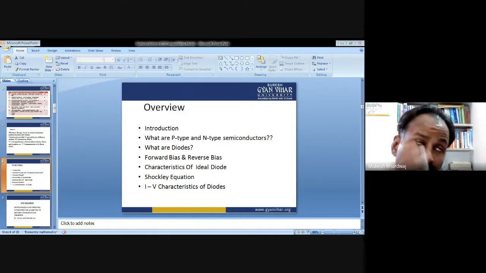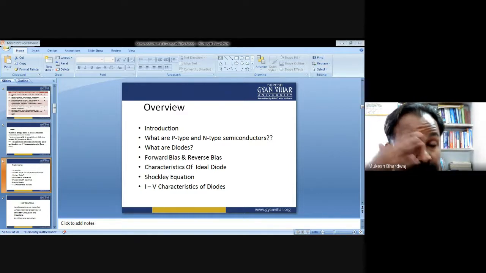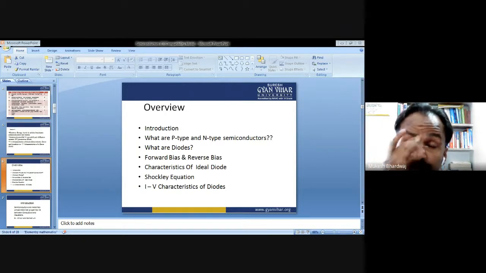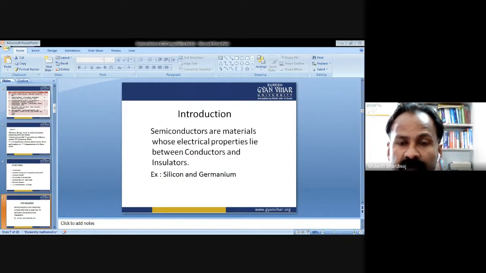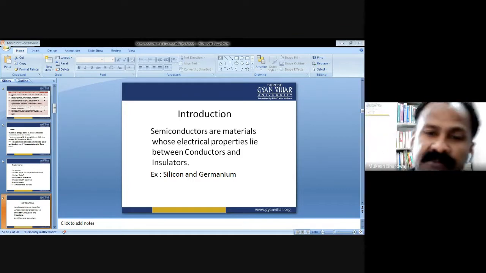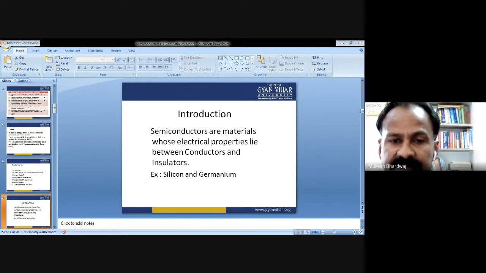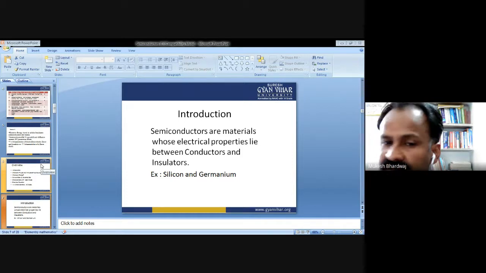The Shockley equation is the equation given by a scientist whose name is Shockley, and it gives the relationship between voltage and current in diodes or in the semiconductor. IV characteristic, the voltage-current characteristic of the diode. Now, introduction. Semiconductors are materials whose electrical properties lie between conductors and insulators, for example silicon and germanium. That is, fourth group elements are basically known as semiconductor materials, and their properties almost lie between those of conductors and insulators.